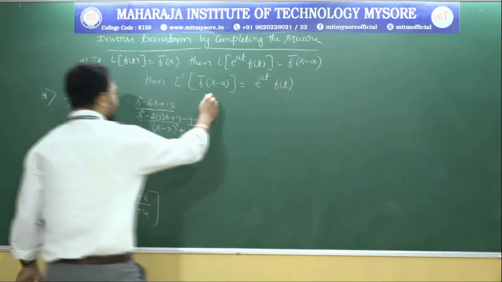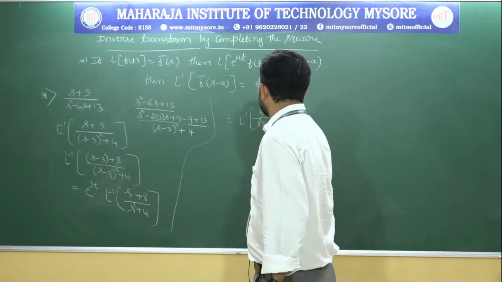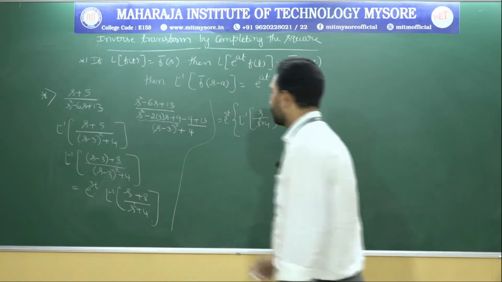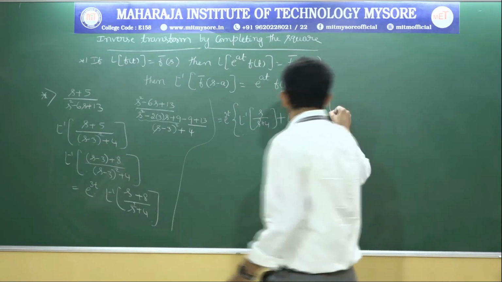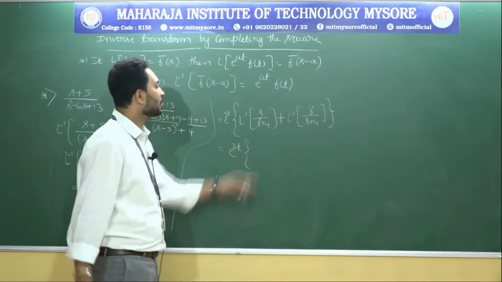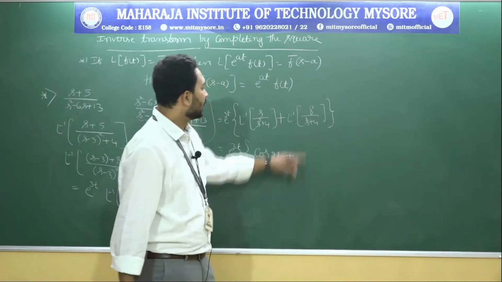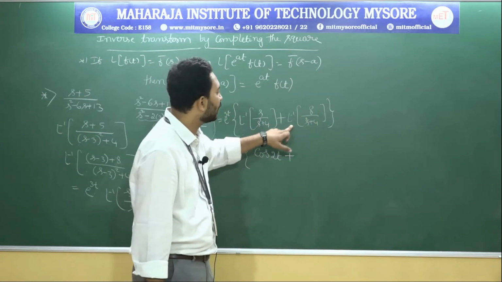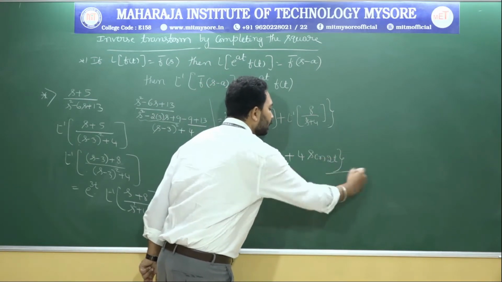Now we can easily simplify this. L inverse of s divided by (s square plus 4) plus, so we have e power 3t here, plus L inverse of 8 divided by (s square plus 4). So this is nothing but e power 3t into L inverse of s divided by (s square plus 4) is cos 2t, plus L inverse of 8 by (s square plus 2 square). Here we require 2, so multiply and divide by 2, we will get 4 into sin 2t.